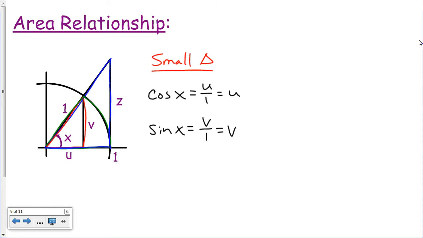All right, now if you look at the big triangle, some similar properties show up here. If I look at my angle x again, the vertical side of this is z, and again remember the horizontal leg of this is the radius of my circle, which is 1. So that sounds like tangent. If I take the tangent of x on that big triangle, I will get z divided by 1, or that's just z. So on the big triangle, the horizontal leg is 1, and the vertical leg, which is equal to z, turns out to be equal to the tangent of x. Now we're going to use those values, u, v, and z, in just a minute here.